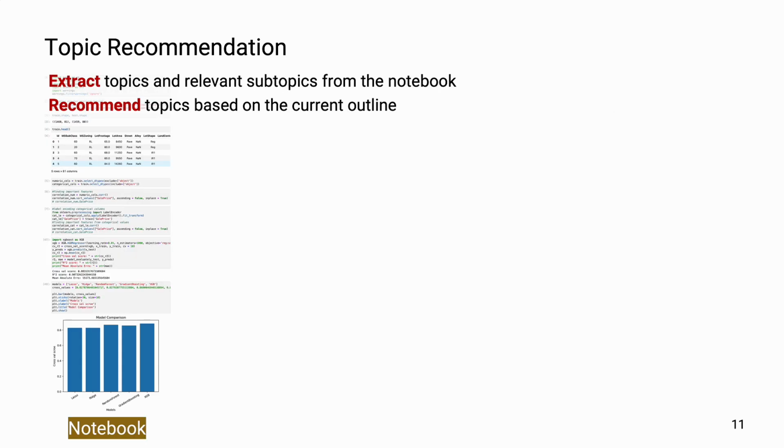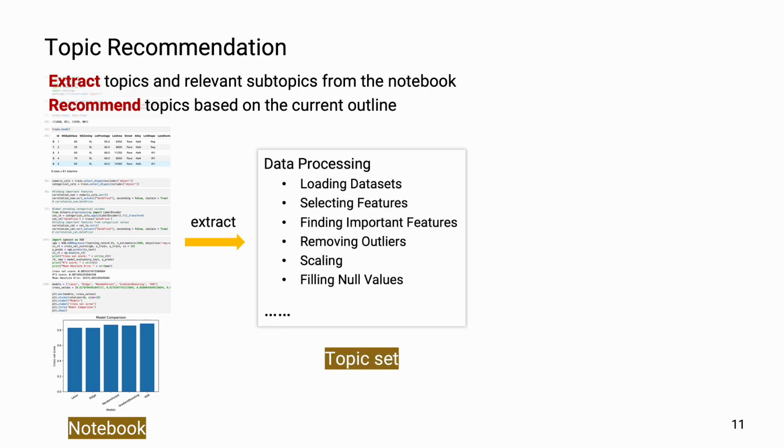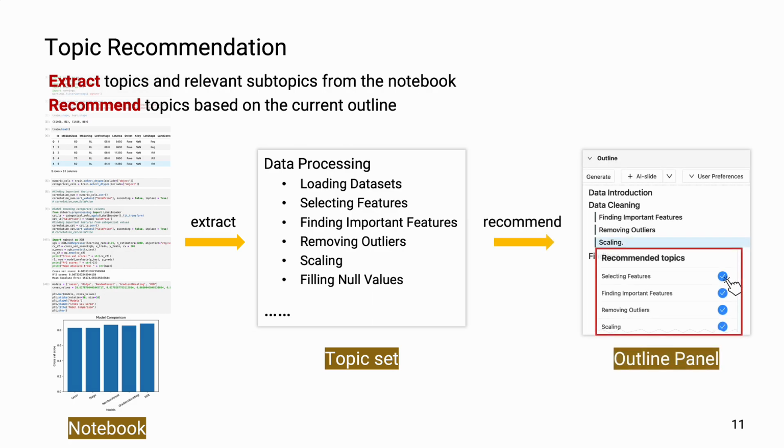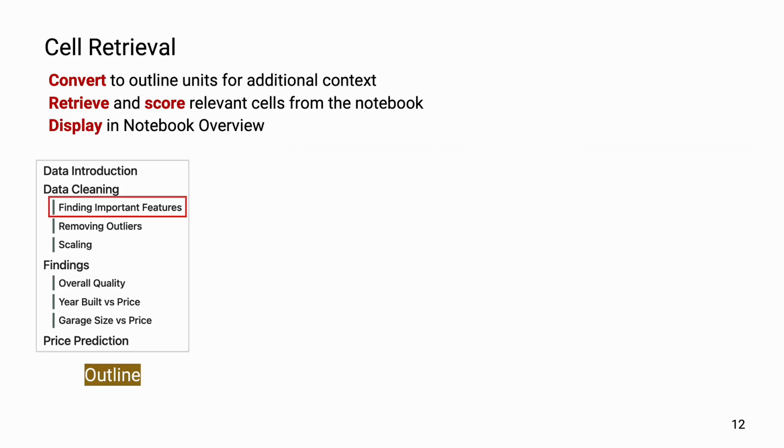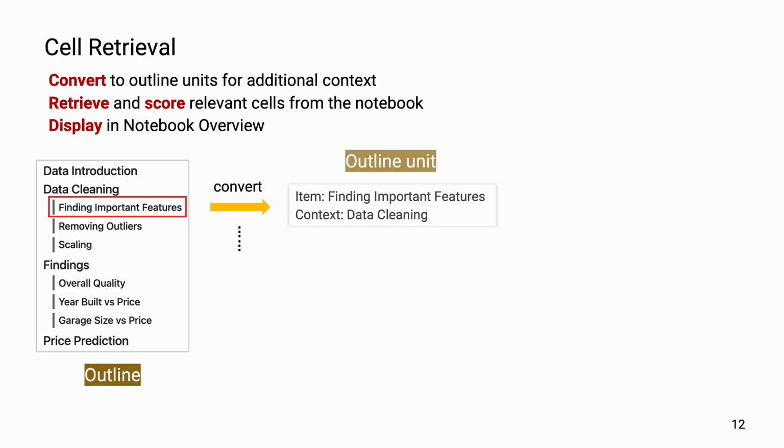Regarding topic recommendation, we first extract topics and relevant subtopics from the notebook as the candidate topic set. Subsequently, when requested by the user in Outline Panel, we leverage the current outline and the candidate topic set to provide tailored topic suggestions.